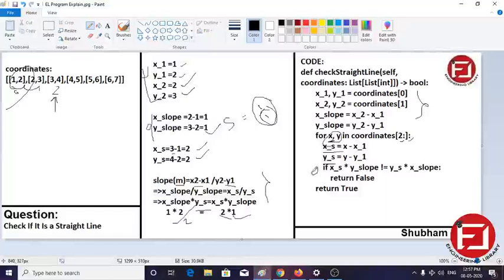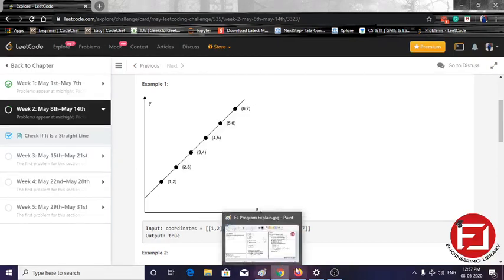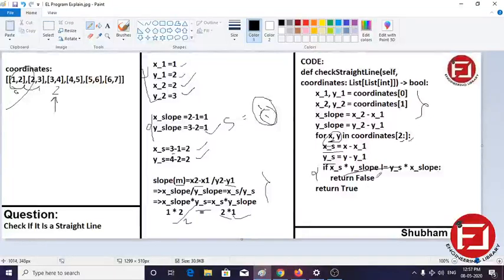After that condition, if at any point the slope is not equal, then we have to return false, because if the slope is not equal, then it is not a straight line. The whole thing should be a straight line. So if at any point the slope is not equal, then we return false and come out of the loop, out of the whole program.